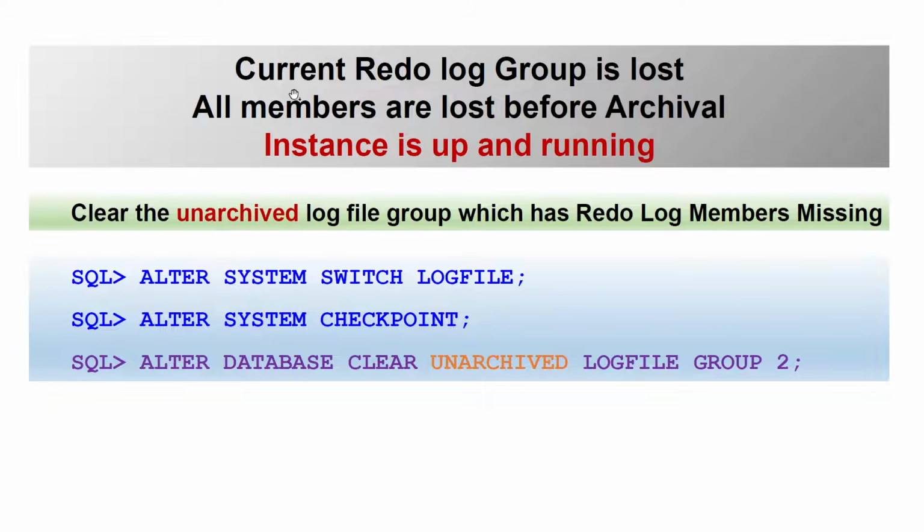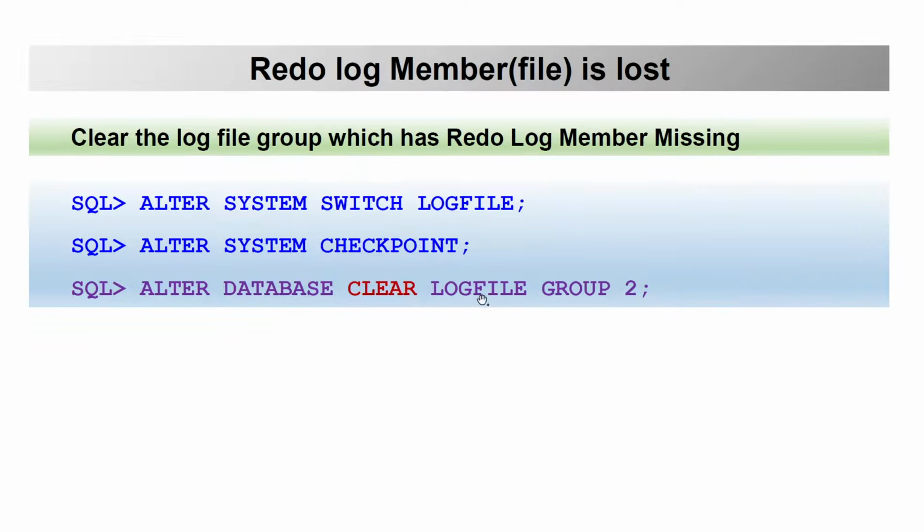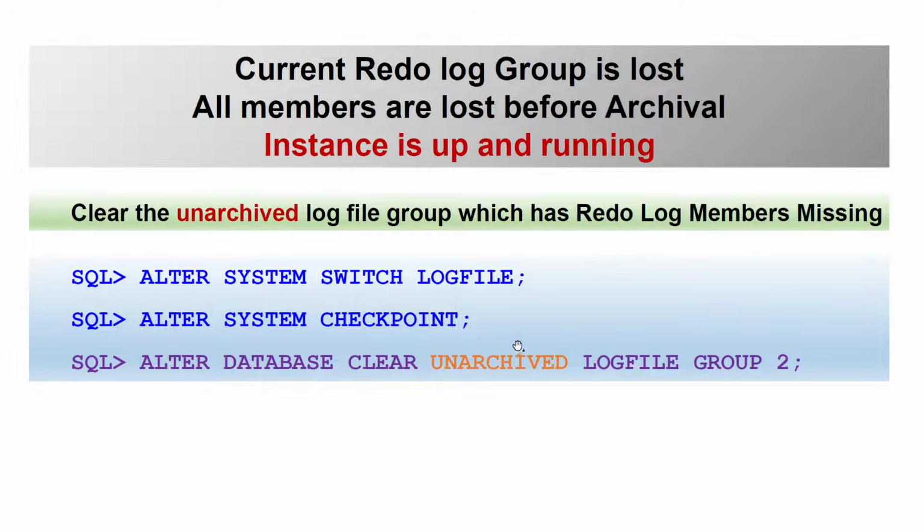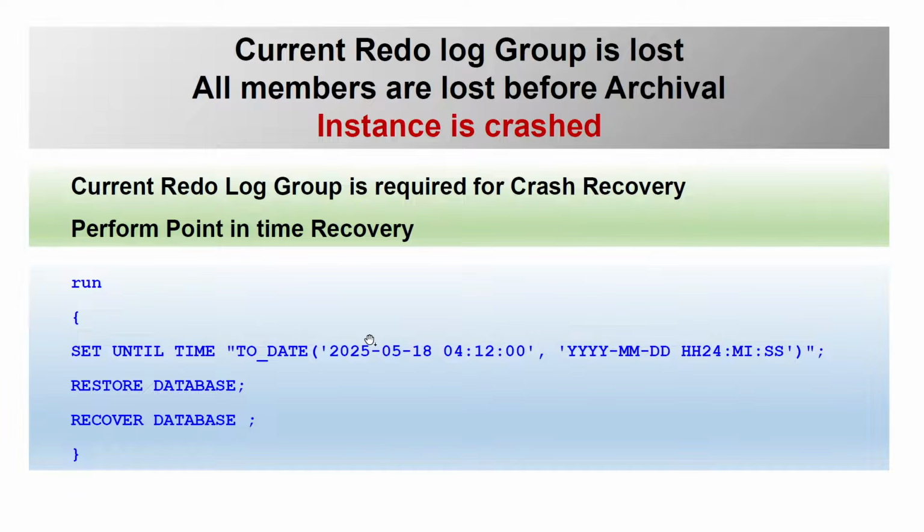If all members are lost but the instance is up and running, so the instance has not crashed, then you can use exactly the same command, but you have to use another keyword: clear unarchived logfile group 2. Here that is a number, you have to change this. So alter system switch logfile, alter system checkpoint, and then you clear. And if that particular log file was required for the instance and the instance has crashed, meaning that redo log group was required for crash recovery, then you will have to perform the point in time recovery.